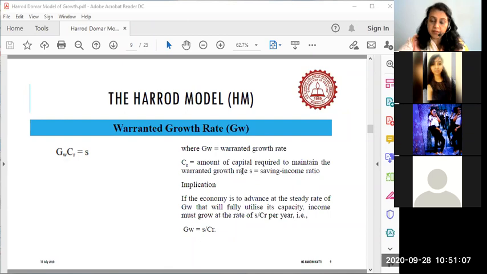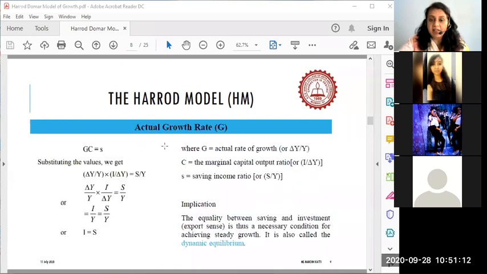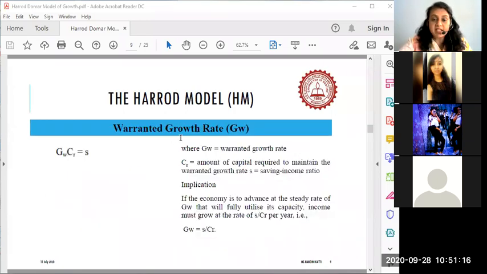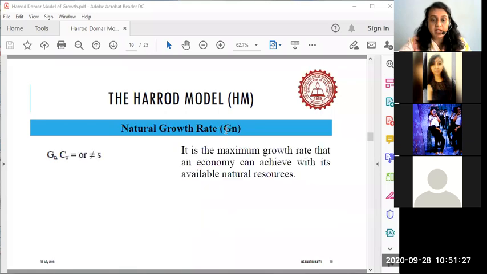Yes, ma'am. If I go one slide back, I have the actual growth rate, which I've explained to you. This slide talks about the warranted growth rate. Now we'll move further to the next part that we are to study, which is the natural growth rate. I began with three growth rates, and this is the natural growth rate.